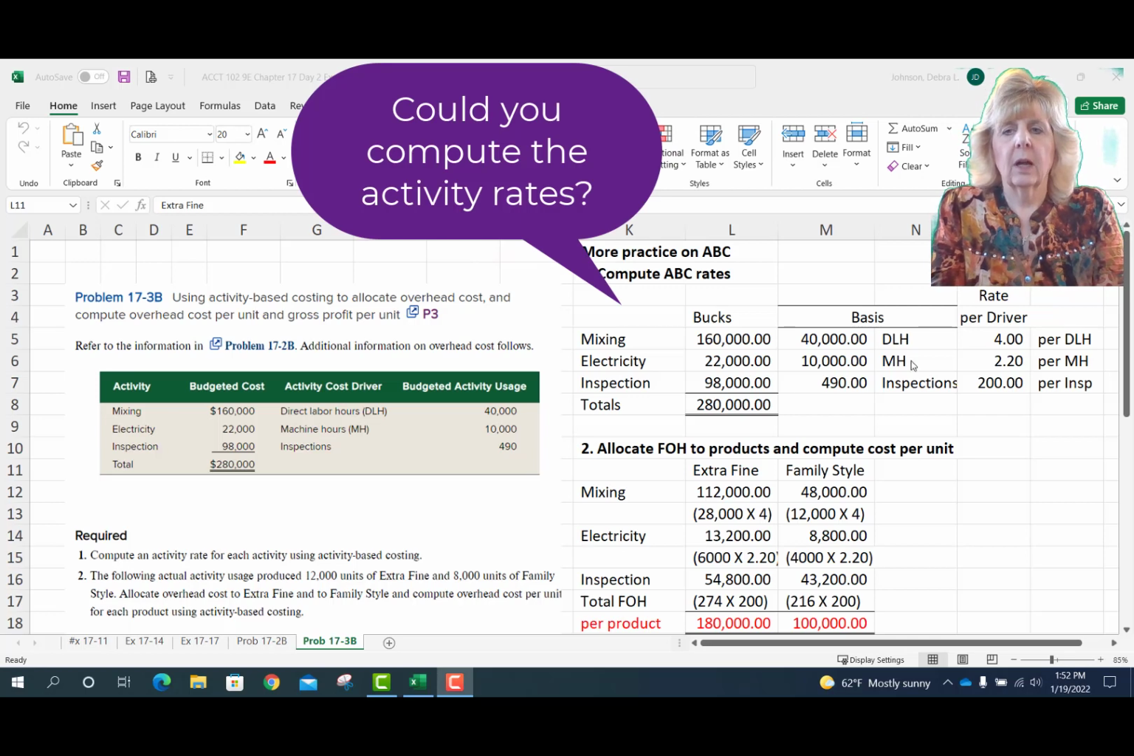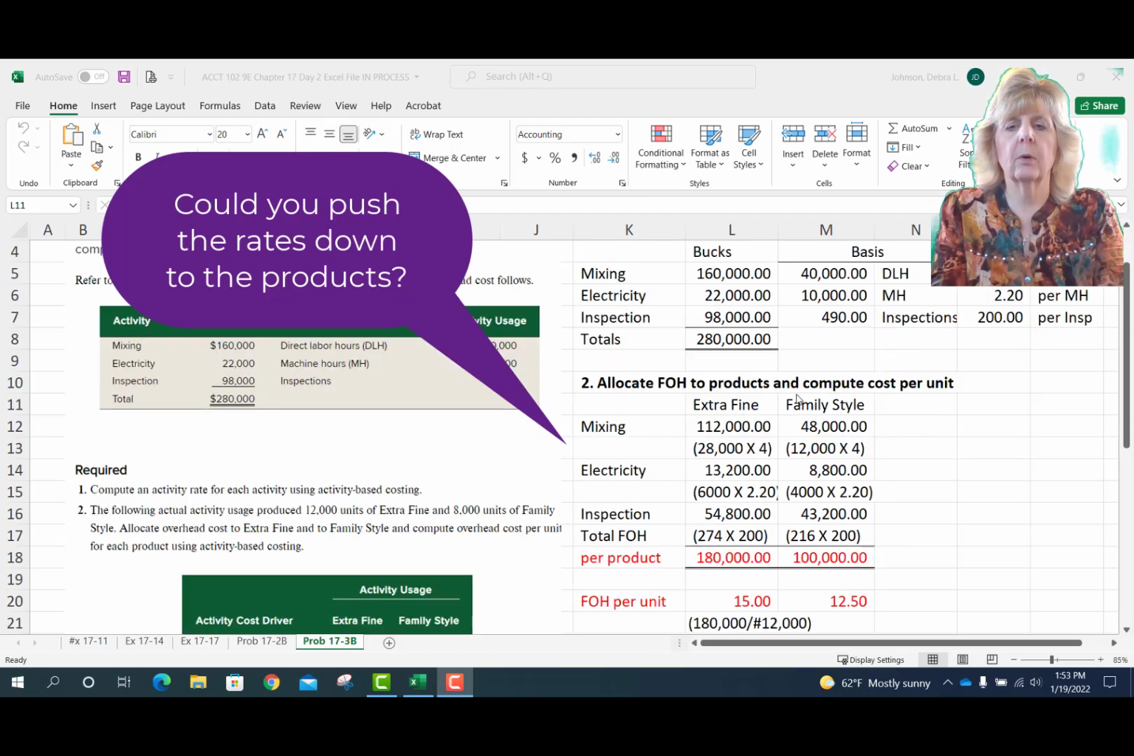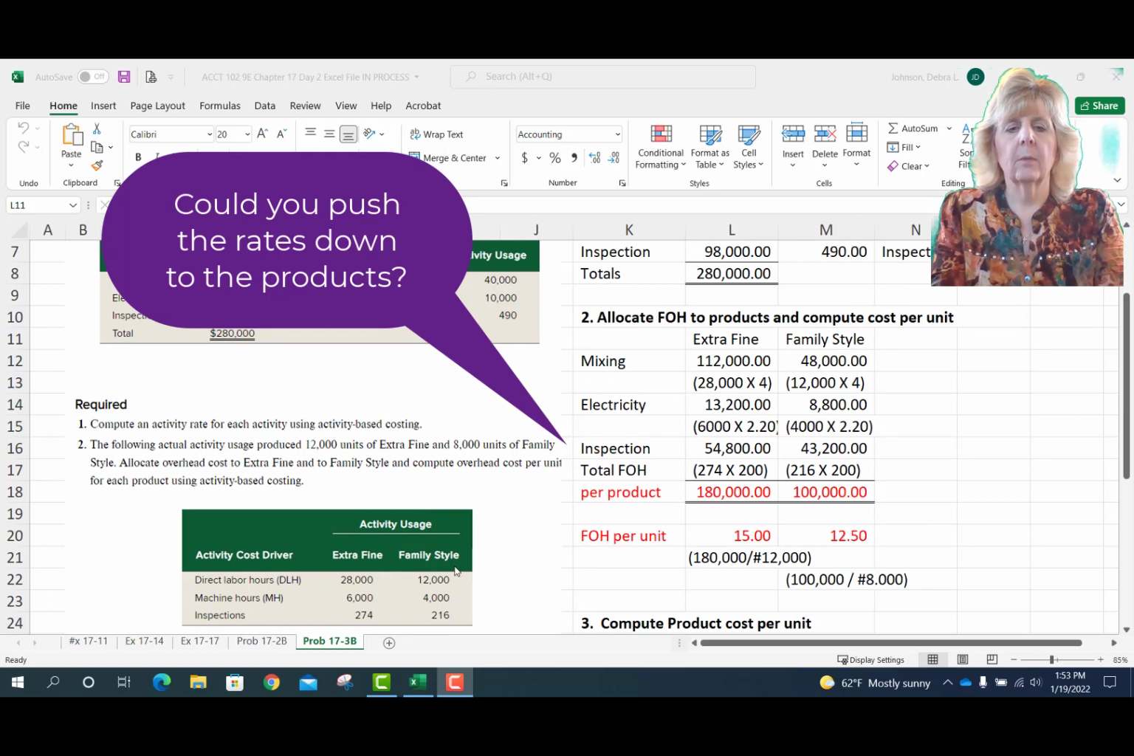Step 1 was to calculate the activity rate for each of the 3 activities: mixing, electricity, and inspection. The rates that we came up with were $4 per direct labor hour for mixing, $2.20 per machine hour for electricity, and $200 per inspection. Once we had those rates, we pushed them down to the 2 products, extra fine and family style, based on the information that the author gave us here.